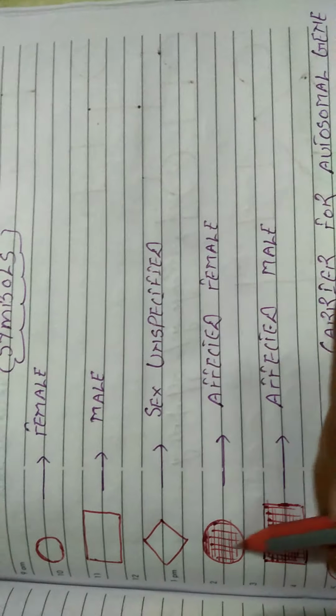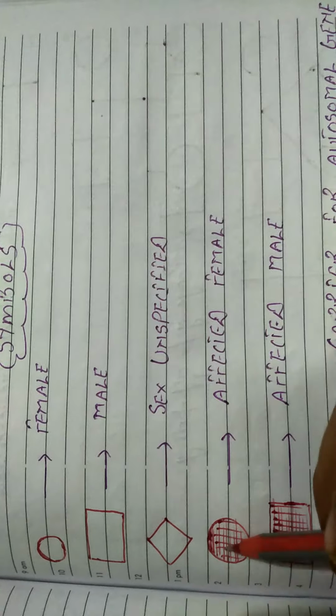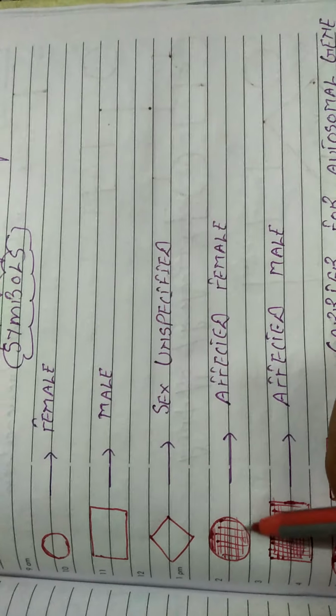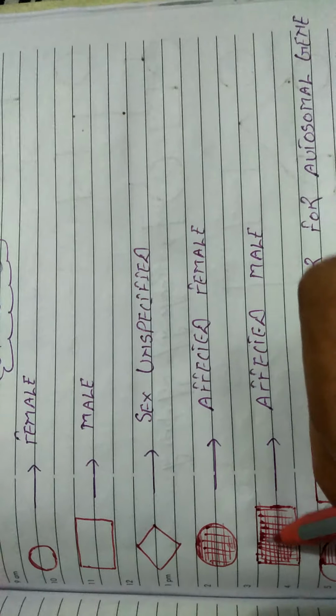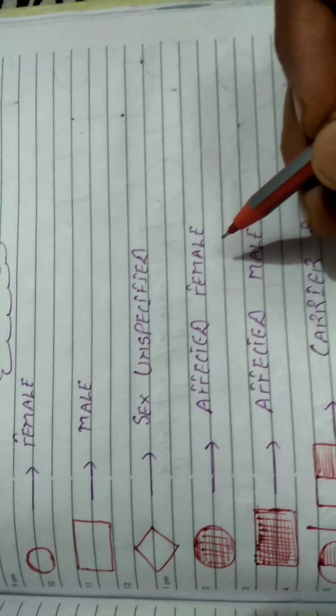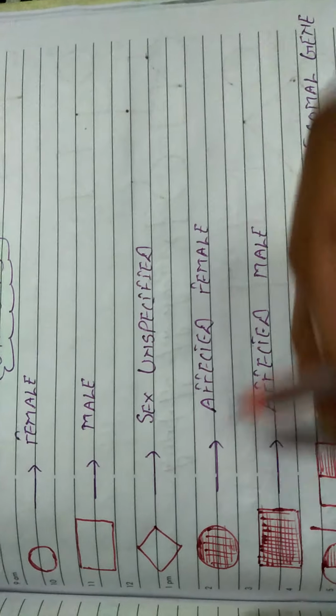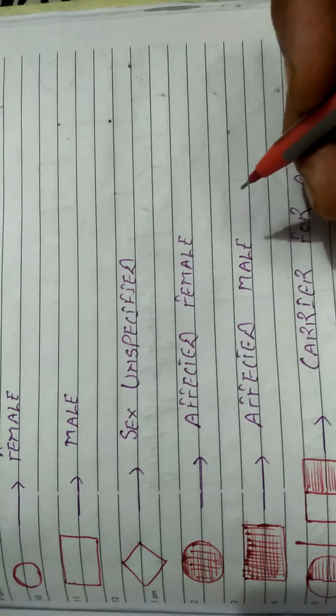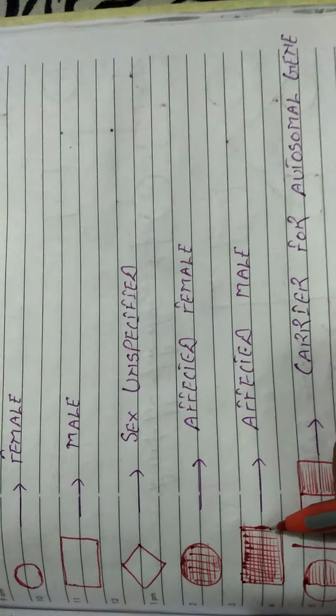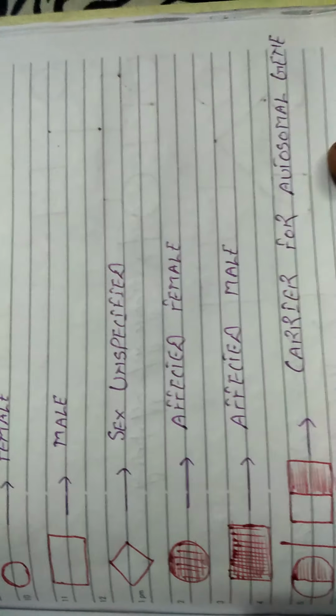If the particular female is affected, the whole circle is filled with a different color. If it is colored, then we can easily trace that the particular female is suffering from a disease or is affected. If a male has got this type of problem, then the male is affected.